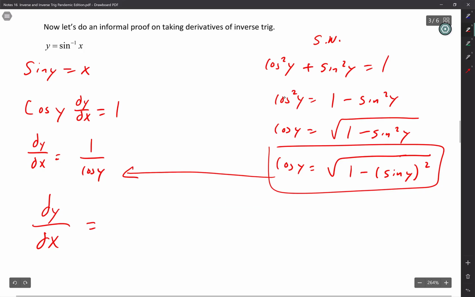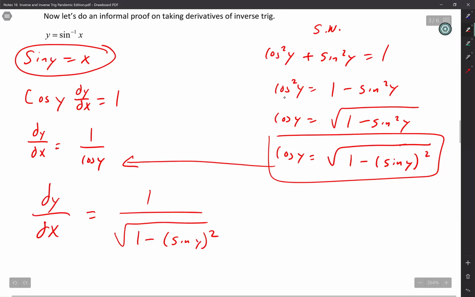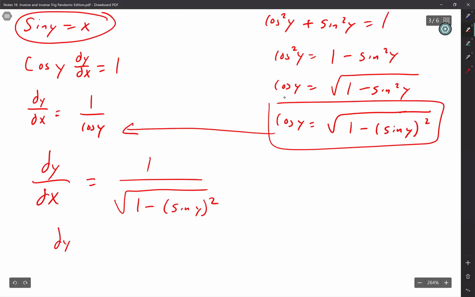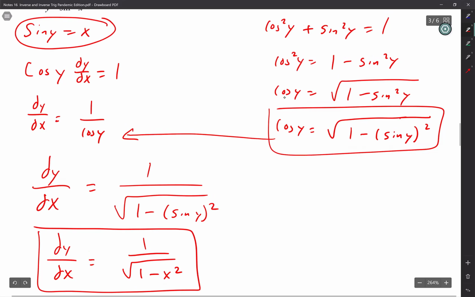So I'm going to come back, and I'm going to substitute that in. And I love it, because look what I have up here. What does sine y equal? X. So here's my formula. This is not a formal proof. This is an informal proof. I would have to state a lot of rules here. And there it is. That's your derivative for arc sine of y. I mean, arc sine of x.